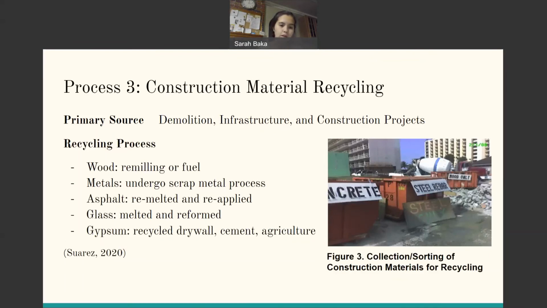For wood, reused wood would go through remilling or be used as a fuel source. Metals undergo the process that was outlined in the previous slide. Asphalt can be remelted and then reused as brand new asphalt. Glass is similar, it can be melted and reformed, and then gypsum, which is drywall material, can be recycled, reused as drywall or cement, or applied in agriculture. You can see in this figure a picture of a construction site that has sorted their waste for processing later.